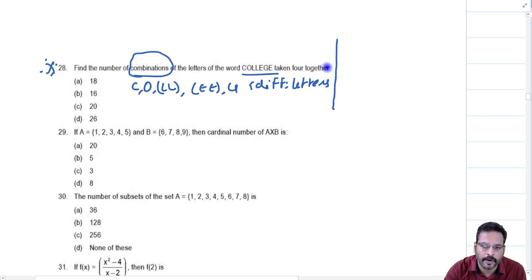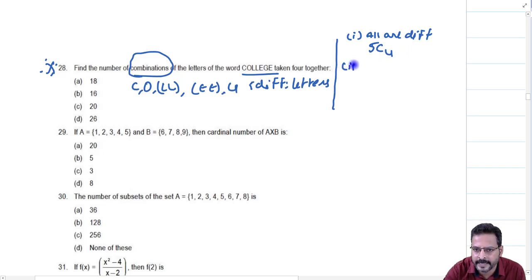For that, we have 3 ways. First one, all letters are different. There are 2 L's, but 1 different letter, so 1, 2, 3, 4, 5 different letters. We have to choose a combination of 4. We can do it in 5C4 ways.